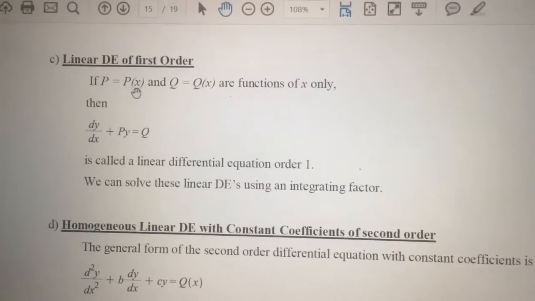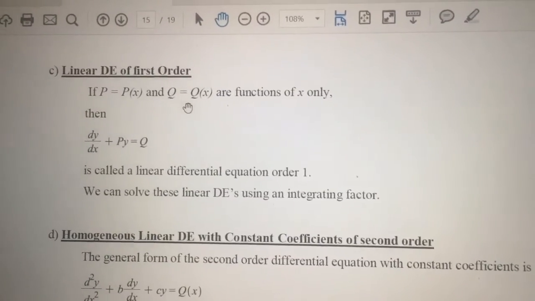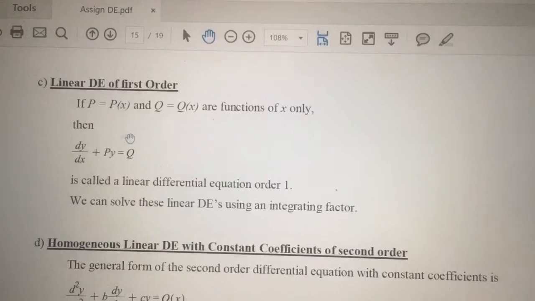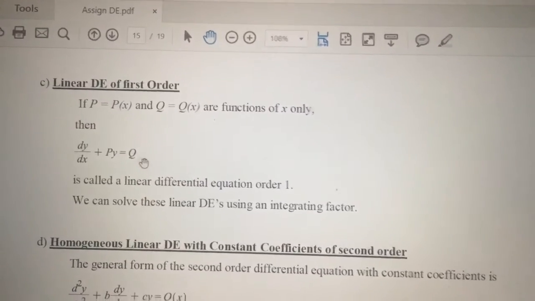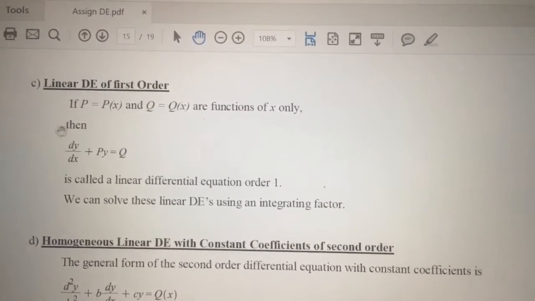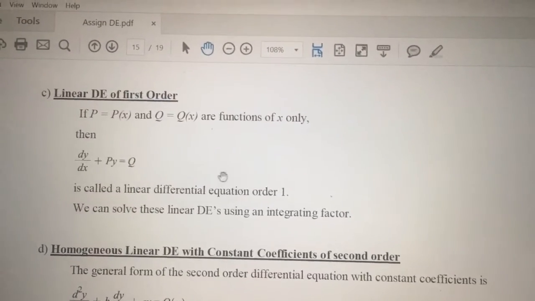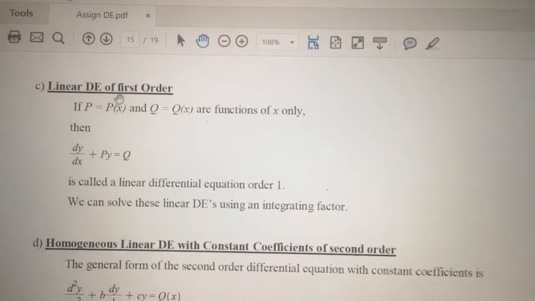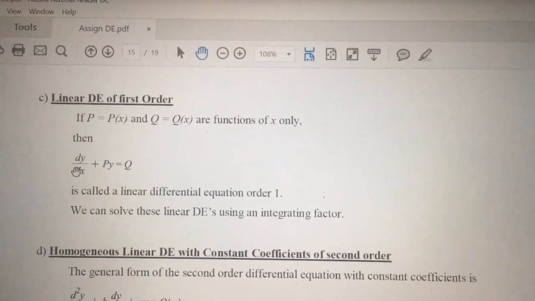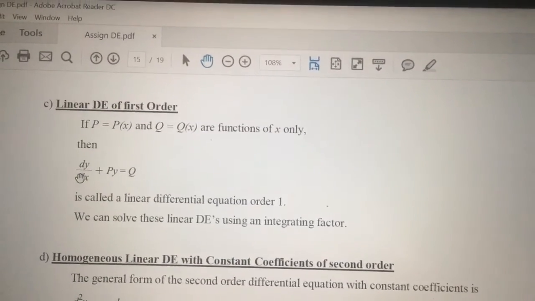Linear DE of first order. If p equal to p(x) and q equal to q(x) are functions of x only, then we will obtain dy over dx plus py equal to q, called a linear differential equation of first order. We can solve this linear differential equation by using an integrating factor.